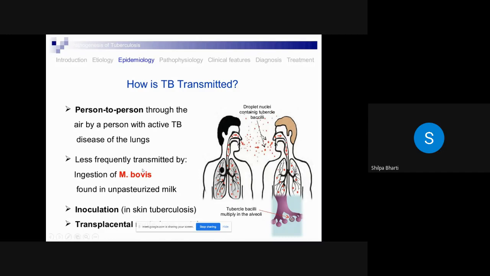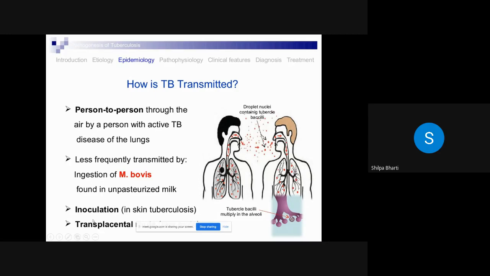So we can get this TB infection, the lung infection, from the cattle, but it is not that frequent because nowadays we don't consume unpasteurized milk. It is found in the unpasteurized milk. We know now, we know the reasons. So we consume pasteurized milk, so this is a less frequent mode of transmission.